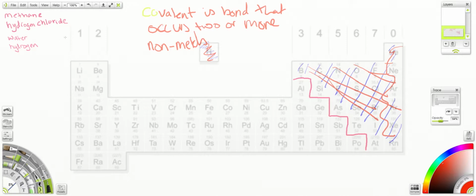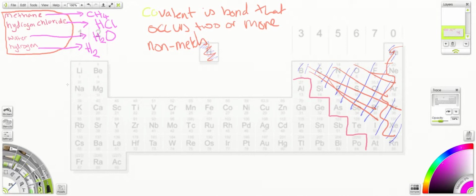Now, you need to be aware of these four that I've written on the side. Okay, so these four here, you need to be aware of how to draw a diagram, a cross and dot diagram, to show what happens to the electrons during covalent bonding. So I'm just going to tell you that methane here has a molecular formula of CH4. Okay, so that's C1, because we looked at methane in C1. Hydrogen chloride has the formula HCl. Water has the formula H2O, and hydrogen has the formula H2.